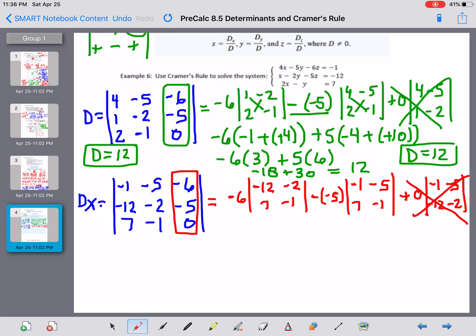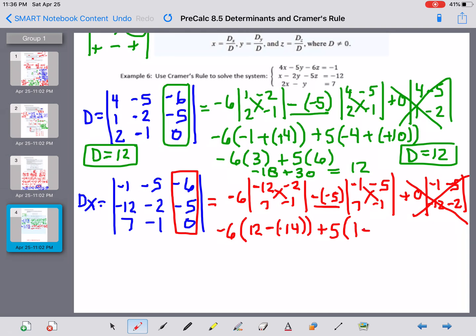-6 hanging out front while we do the determinant. My front diagonal is +12 minus my back diagonal of -14. My -5 becomes +5, which is my coefficient before my determinant. My front diagonal, -1 times -1 is 1, minus my back diagonal of -35.